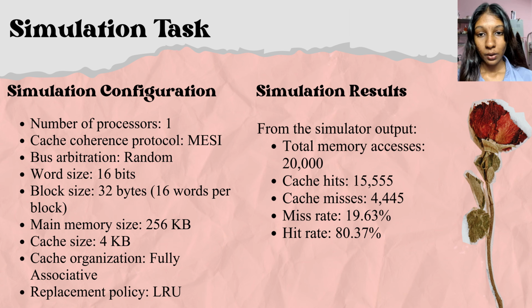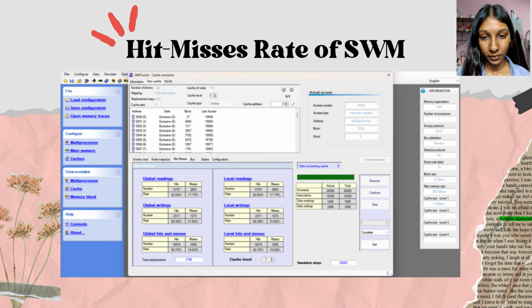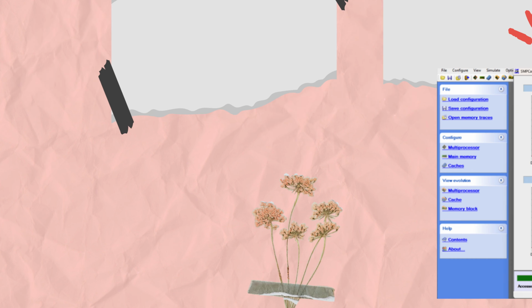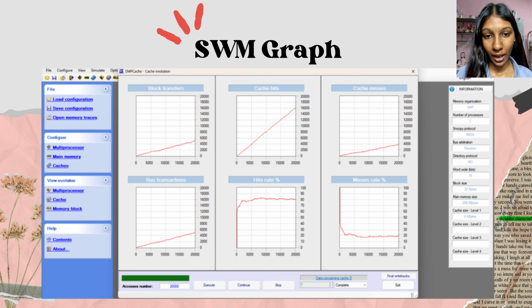coherence protocol. We loaded the SWM memory trace and executed the simulation for 20,000 memory accesses. During the simulation, we observed cache hits, cache misses, hit rate, miss rate, and the cache evolution graphs. This is the result from the cache simulator, and we can see the hit and miss rate of SWM, and we can see the SWM graph.